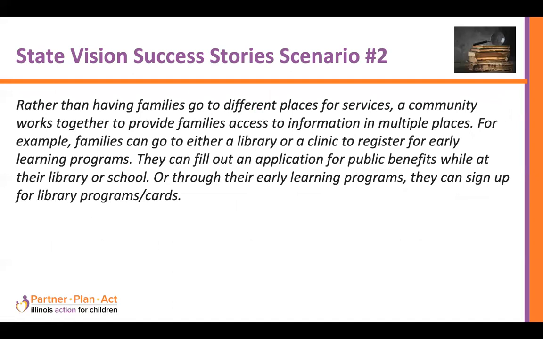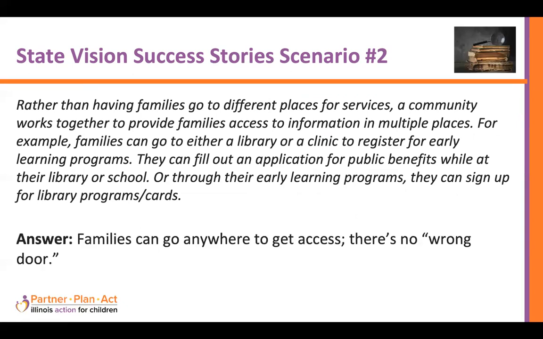Please pause and read the second scenario to determine which Illinois vision is exemplified. The answer that we thought best fit this scenario: our families can go anywhere to get access. There's no wrong door. In this story, families can go to the library or clinic to register for early childhood programs, and they can also go to the library or school to fill out an application for public benefits, which indicates families can go to multiple places to get access to information they need for their families.